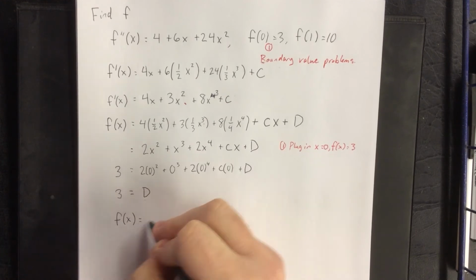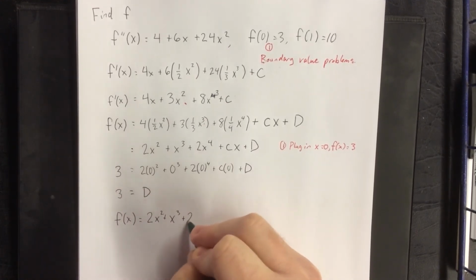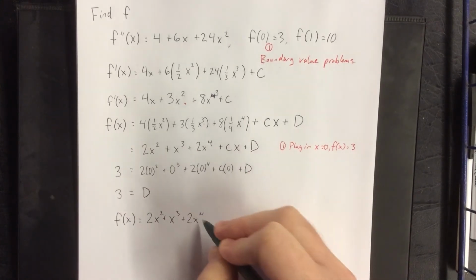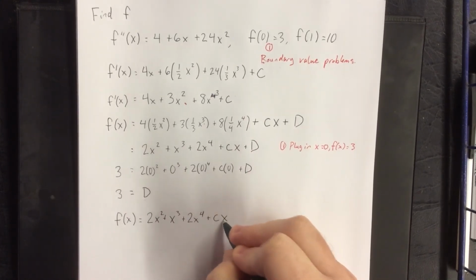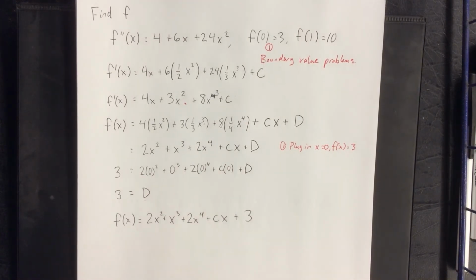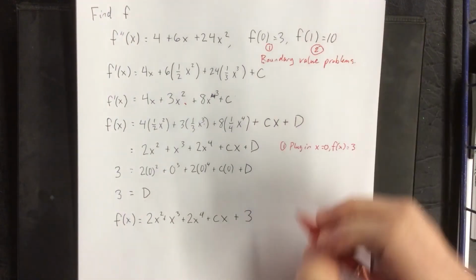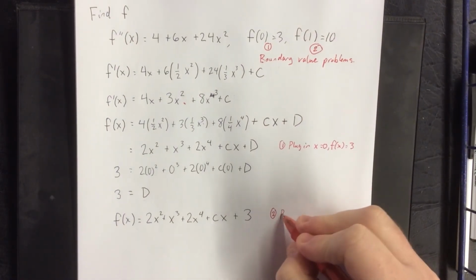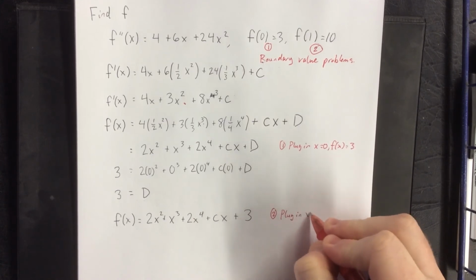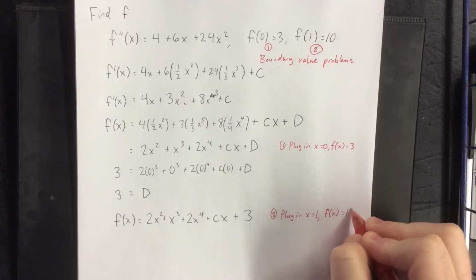So I'm going to recopy our original function. F of x is equal to 2x squared plus x cubed plus 2x to the fourth. We still don't know c, so we'll copy it down as cx, but we did solve for d. We know that d is equal to 3. Still have one more thing to solve for. We still have one more initial condition, so let's do that. This says that if I plug in x equals 1, I'm going to get that f of x is equal to 10.